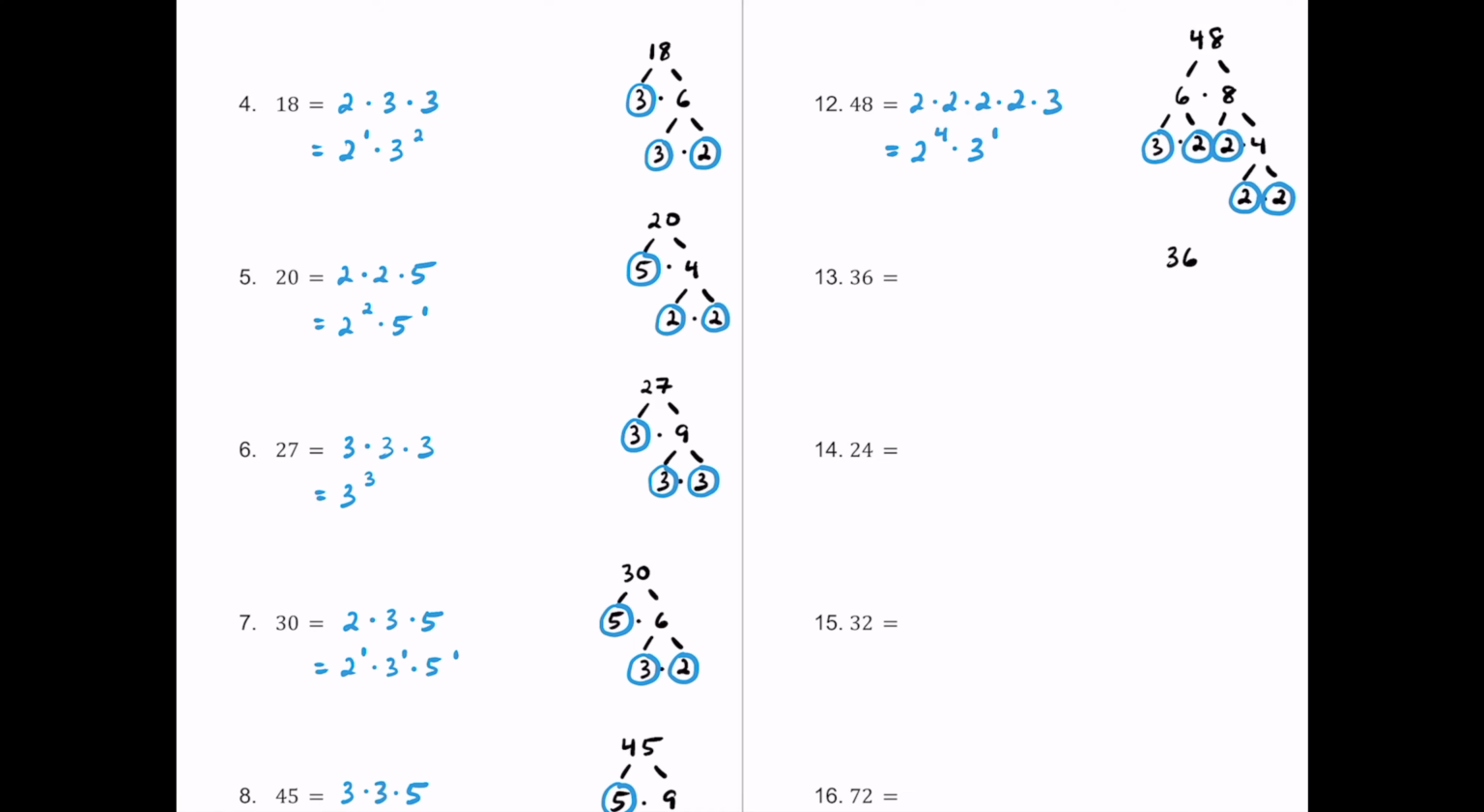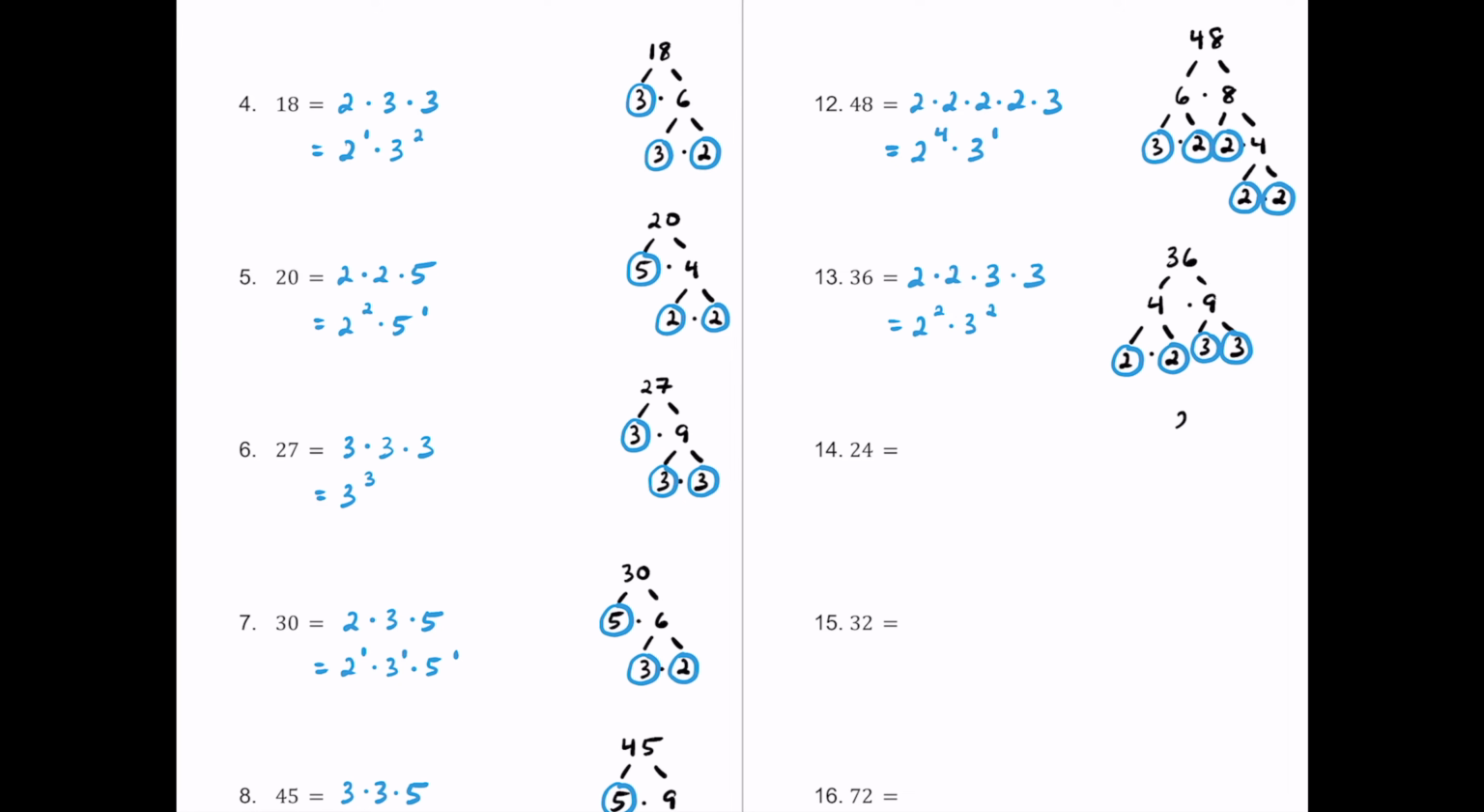So 36, I'm going to start with 4 times 9. That's the first thing that comes to mind to me. These are both composite numbers, so we can keep going. 4 breaks into 2 times 2. And of course, 2's are prime, so we're going to circle them. And 9 is going to break down into 3 times 3. And those are both prime as well. So our prime factorization for 36 we can write is 2 times 2 times 3 times 3, also known as 2 to the 2nd power times 3 to the 2nd power.